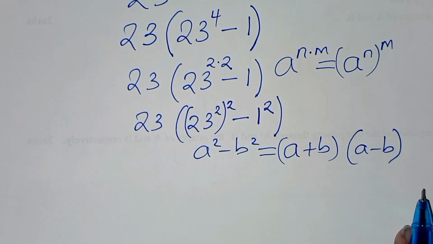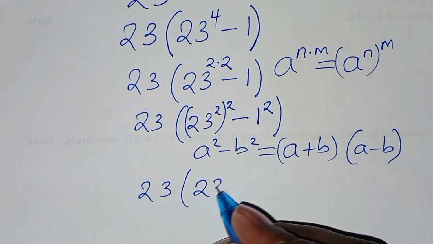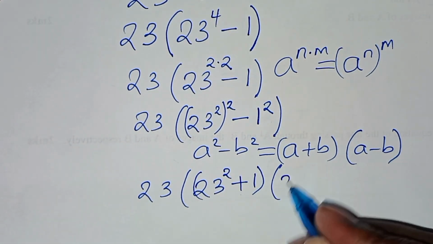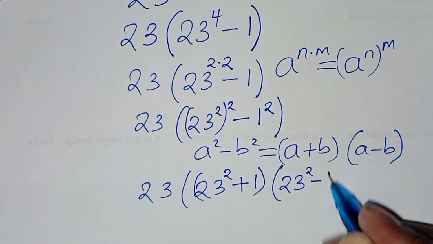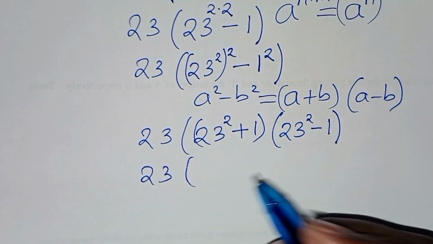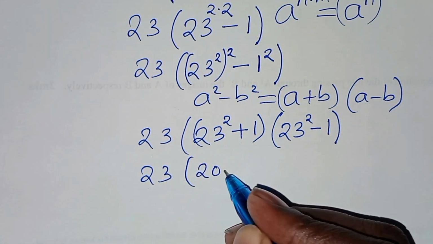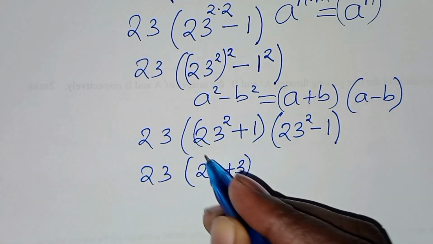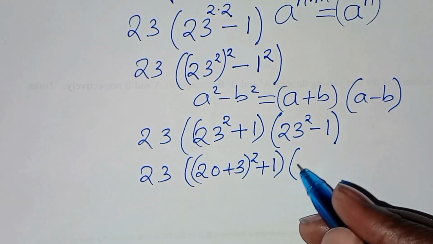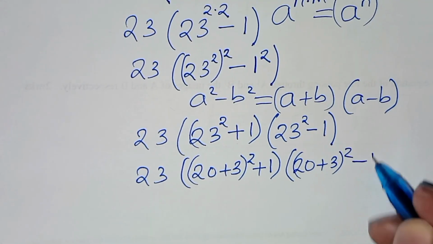Applying this property, it follows that here we have 23 multiplied by 23 squared plus 1, and then 23 squared subtract 1. Now let's proceed. We have 23 here. We can express 23 squared as 20 plus 3 squared, plus 1. And here we have 20 plus 3 squared subtract 1.